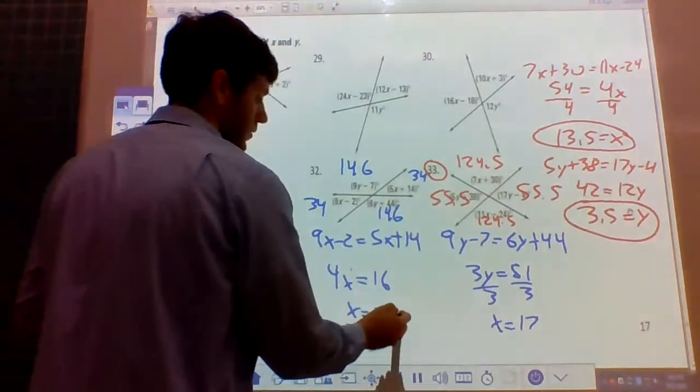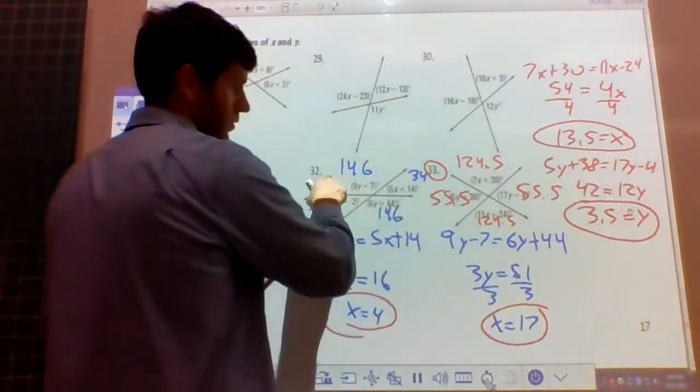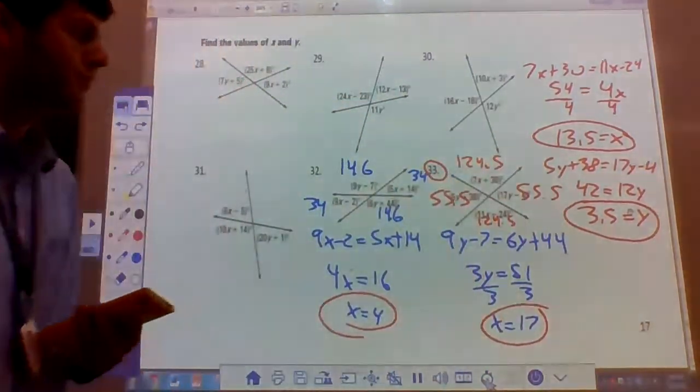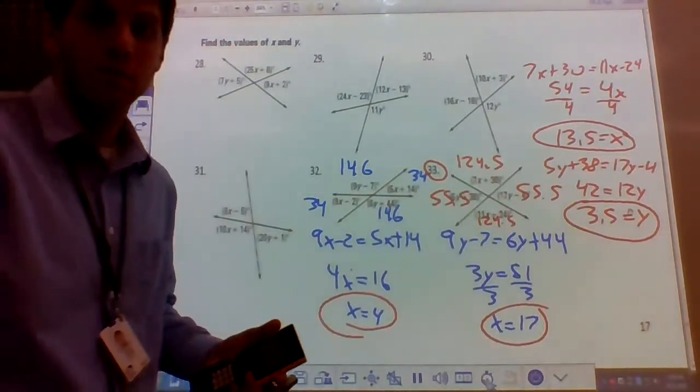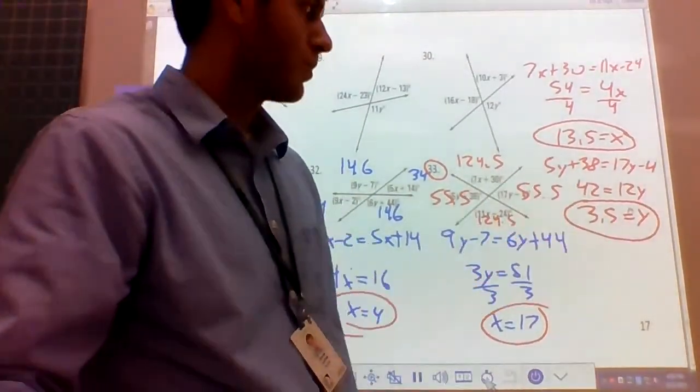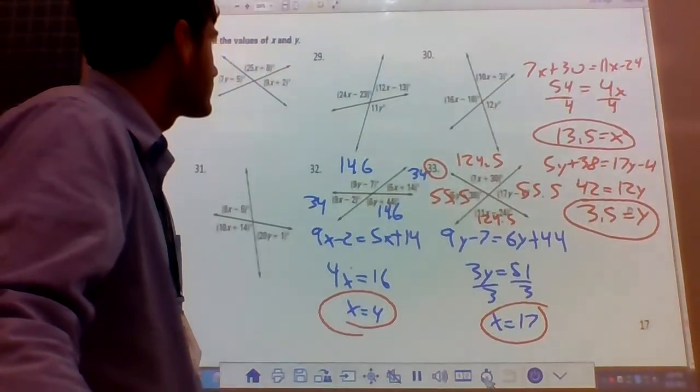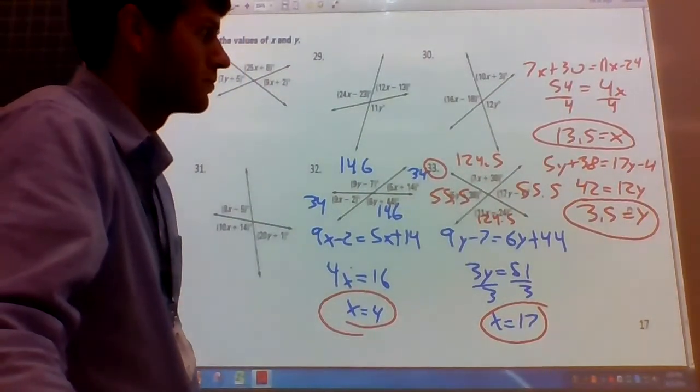Okay, and then these were the answers for 32 and these were for 33. Okay, so that's angle pairs practice, 43 minutes again. A lot of it was repetitive, but covers all the angle pair stuff.